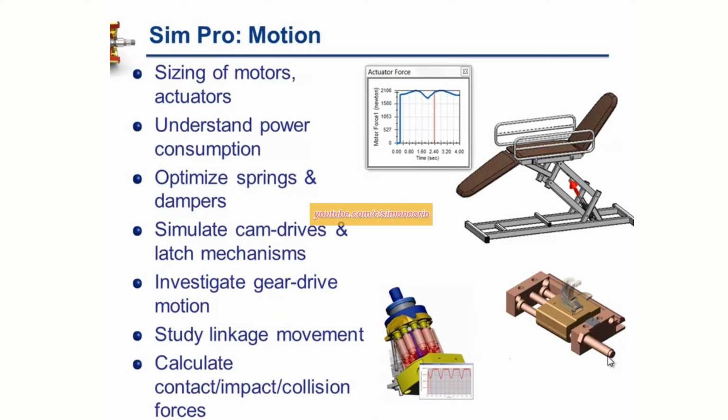Next, I'd like to demonstrate motion analysis, otherwise known as rigid body dynamics or multi-body dynamics. This is where we assume all of our bodies in the model are rigid, and then we have kinematic and force relationships defined between the different bodies. And in this case, we reuse the SOLIDWORKS mate constraints, and then we can apply motors and such to optimize springs and dampers, simulate cam drives, latch mechanisms, study linkage movement, and calculate impact forces.